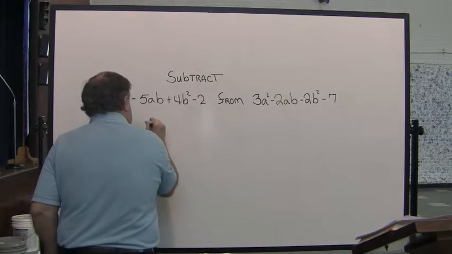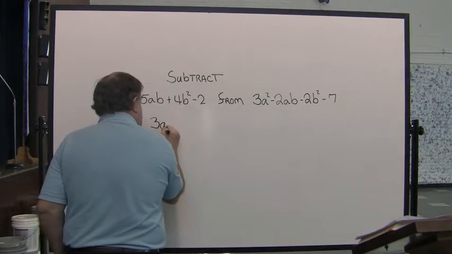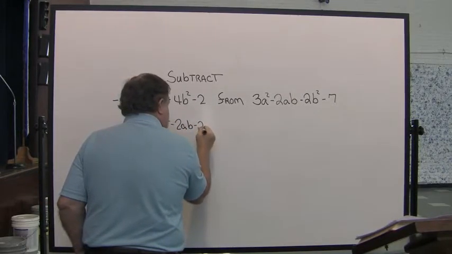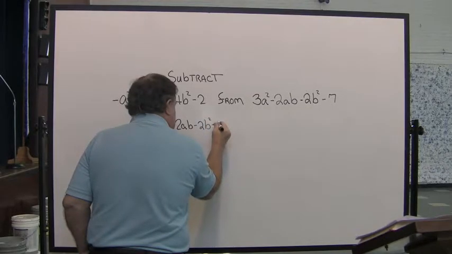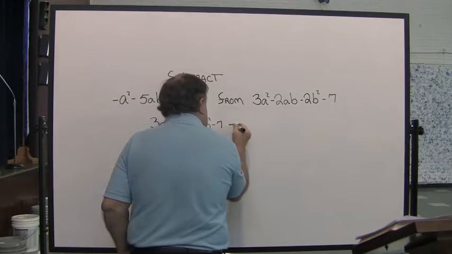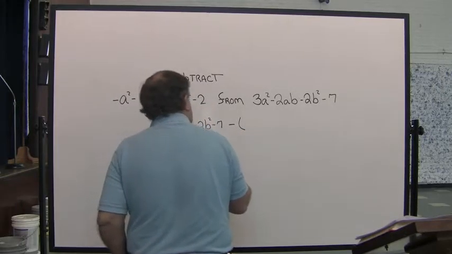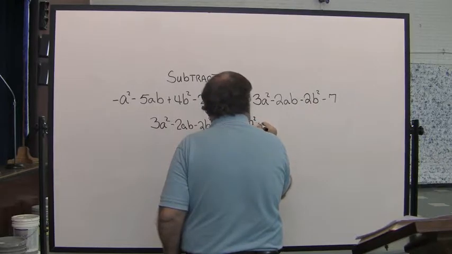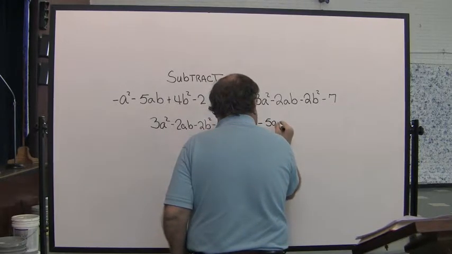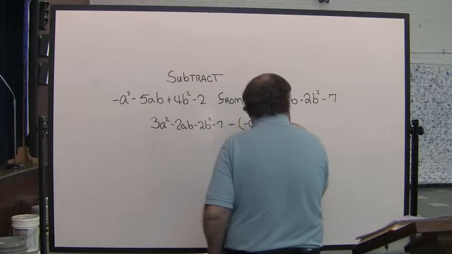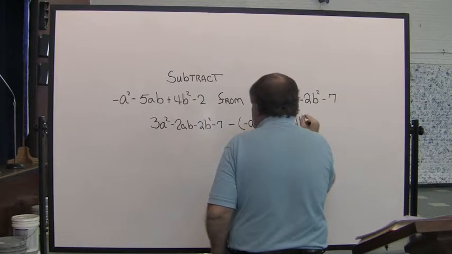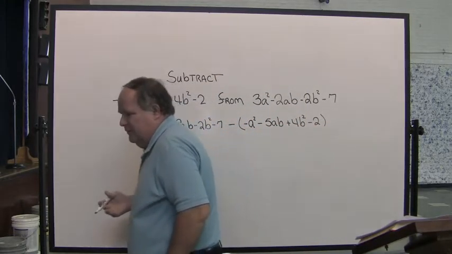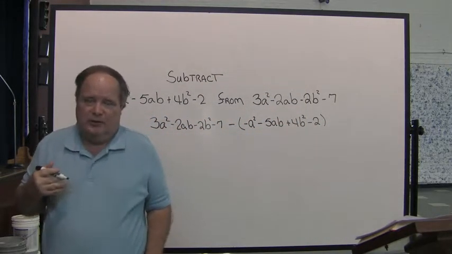Okay, so I'm going to rewrite this as 3a squared minus 2ab minus 2b squared minus 7. Then I'm going to subtract it, and I'm just going to put these in parentheses, from negative a squared minus 5ab plus 4b squared minus 2. Now here's where we usually get into a problem when we subtract.